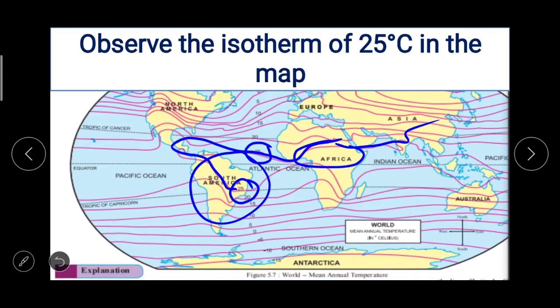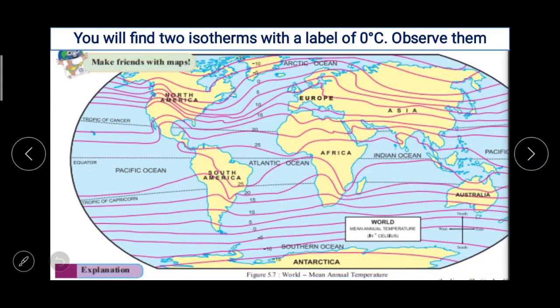So, you will find two isotherms with a label of 0 degrees Celsius. One is here, 0, and one more here. So, the 0 degree Celsius isotherm from the southern hemisphere is largely straight and is parallel to the line of latitude.